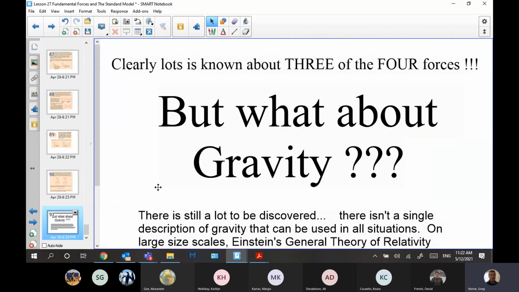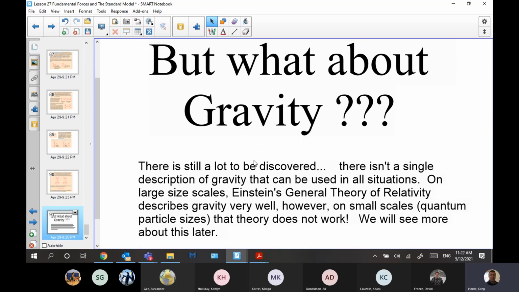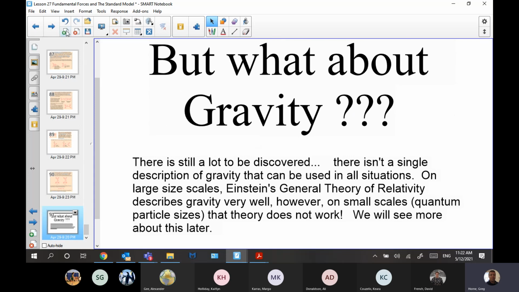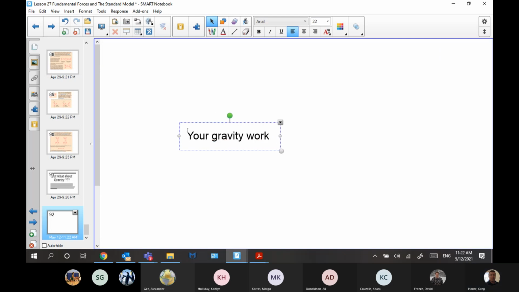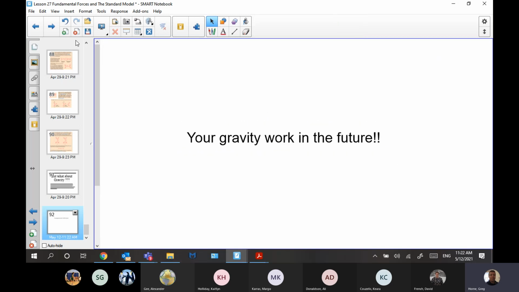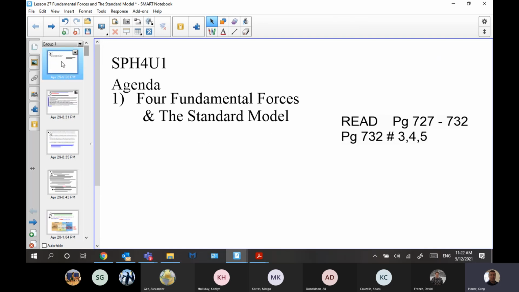So clearly there's lots of detail known about three of the four forces. So there's more pages here. We've got to add some pages to this, right? So this is going to be like your gravity work in the future. Those are the next pages. Hopefully. That'd be cool. We've got all sorts of detail about three of the four forces, but not the other one.